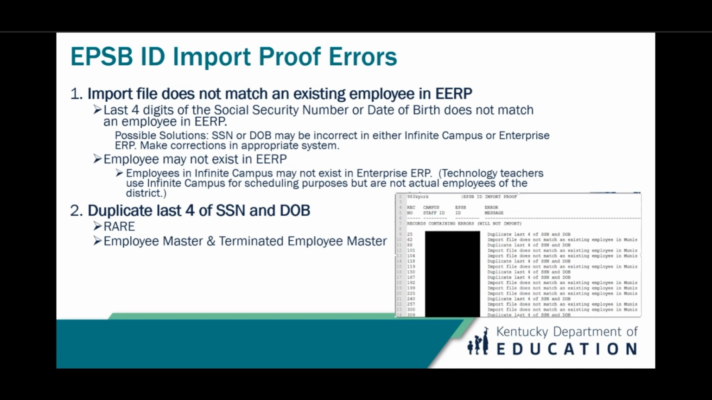And 2, we have the duplicate last 4 of social security number and date of birth. First, that's going to be extremely rare. We've only seen that happen in 1 instance, where information for one employee was accidentally entered for another employee, and that was found quickly. So again, that's going to be rare. Occasionally, though we think this has been pretty much corrected, you may see an employee who is in both employee master and the terminated employee master, making it look like there are 2 individuals with the same last 4 of social security and date of birth.